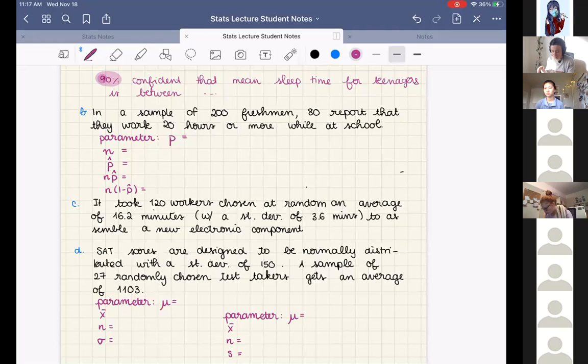Okay. Right. I'll give a quick solution for B. So in B, we have that in a sample of 200 freshmen, 80 report that they work 20 hours or more while at school. So the parameter is P, which is the proportion of freshmen who work 20 hours or more while at school.